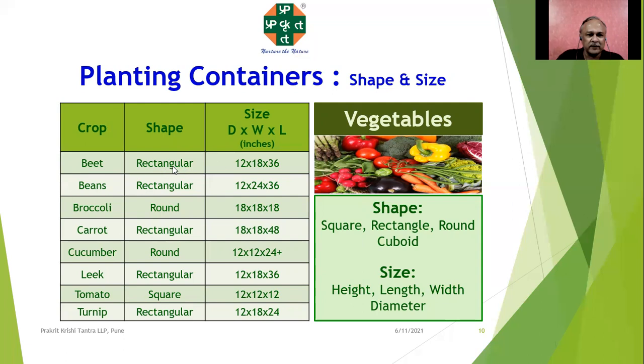Like a beet, if you take the example rectangular, that is 12-inch depth, and 18-inch, that is 1.5 feet width, and 36 inches or 3 feet length. So here depth is sufficient for the beet kind of thing to grow properly, and you are taking 1.5 feet width and 3 feet length. So you are able to accommodate in one container many number of plants. Almost in this, almost 18 to 20 or to 24 plants can be accommodated depending on the spacing, etc. Similarly, for other containers and other crops are there.